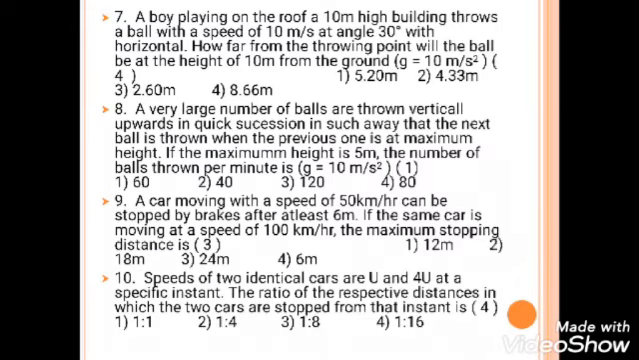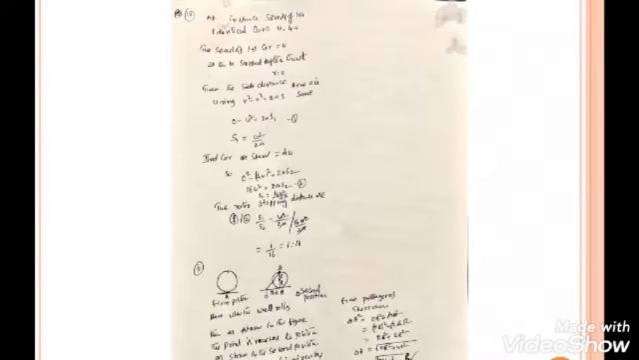Here also the same technique has been used. One is moving with u, another is with 4u. Then using the formula, in the first case you get s1 is equal to u square by 2a. In the second case, we will get s2 is equal to 16 u square by 2a. Then to find the ratio of the first one to the second one, s1 by s2, you have to divide the first equation by the second equation. You will get u square by 2a divided by 16 u square by 2a. 2a cancels, u square cancels. We will get 1 by 16, and 1 is to 16 is the correct option for that one.